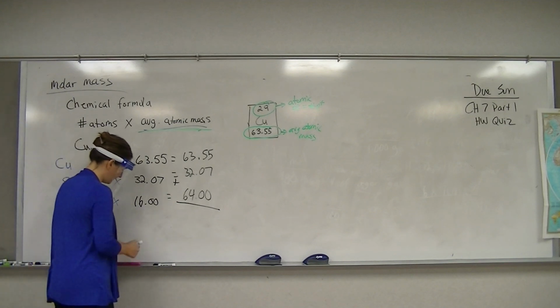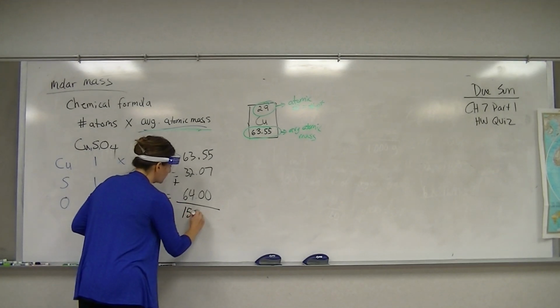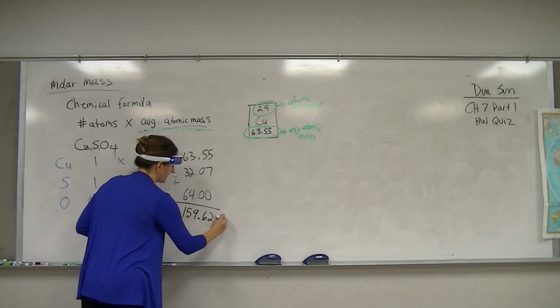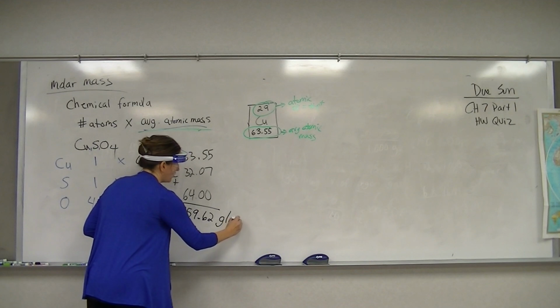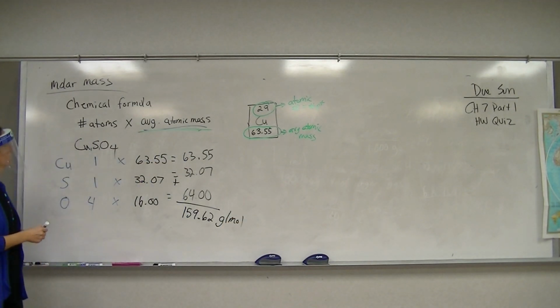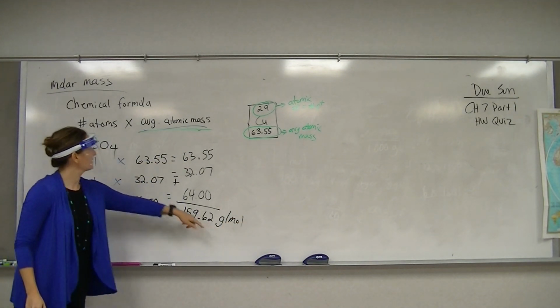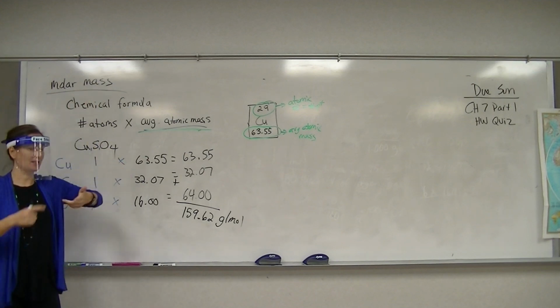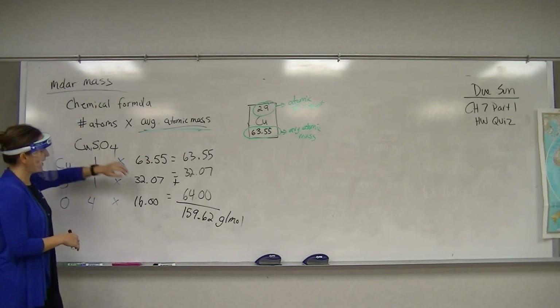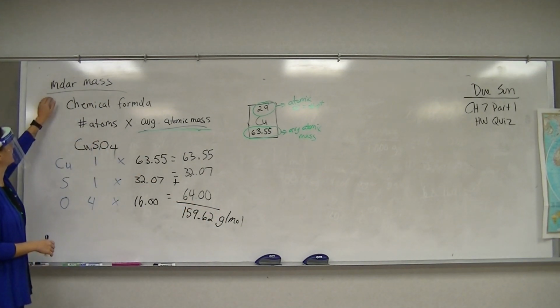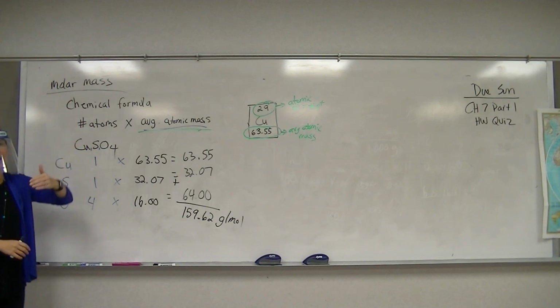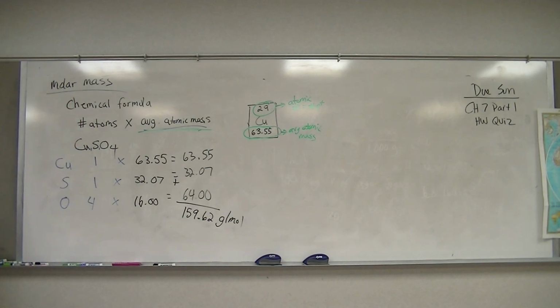Okay, so 159.62. Now for units on this, they are grams per mole. Grams because it's a mass and we can measure mass in grams, kilograms, etc. And then the per mole is because it's a molar mass. And we're going to talk about what a mole is next. So that will help explain that a little bit better.